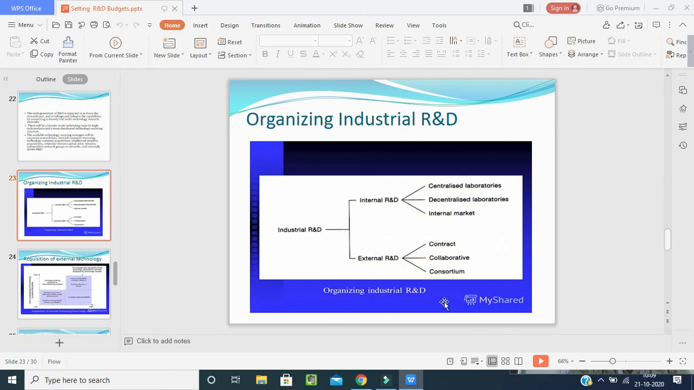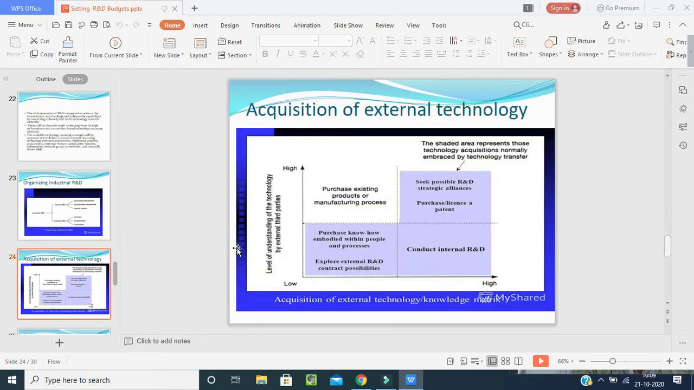Coming to the external market, in external R&D we have contract, collaborative, consultant, and open market or open source. We have a separate topic for external R&D, and in our upcoming slide we will have a look at that. Now we will go for the next term, that is acquisition of external technology. How the acquisition of external technology or knowledge takes place is with the help of this matrix table.